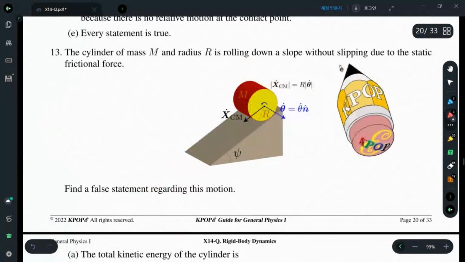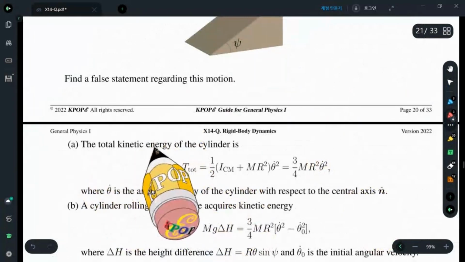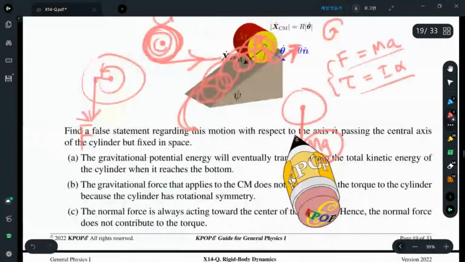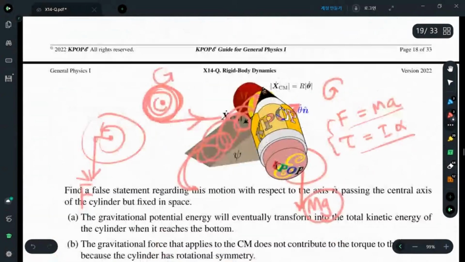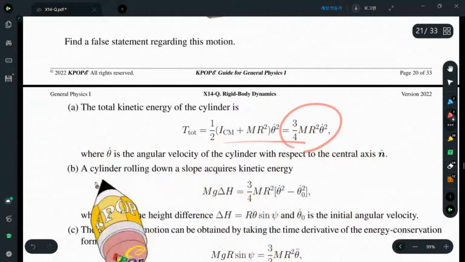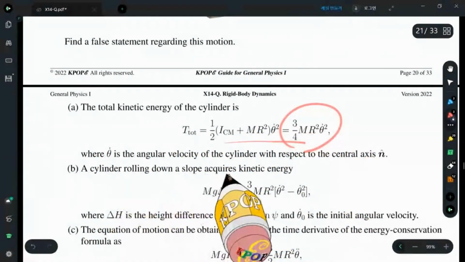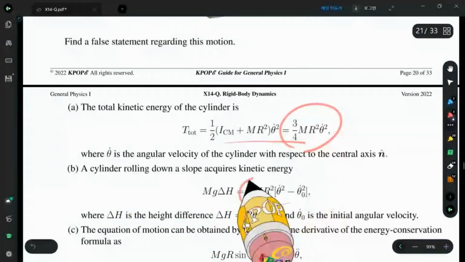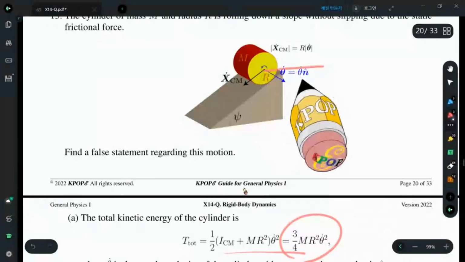13, the cylinder of mass M in the same situation. Now we would like to solve a mechanical problem. The total kinetic energy of the cylinder: how can I compute it? We know how to compute it, right? The total kinetic energy is like that. A cylinder rolling down a slope acquires kinetic energy by mg delta h. This is the total kinetic energy, and that total kinetic energy is coming from the gravitational potential energy.